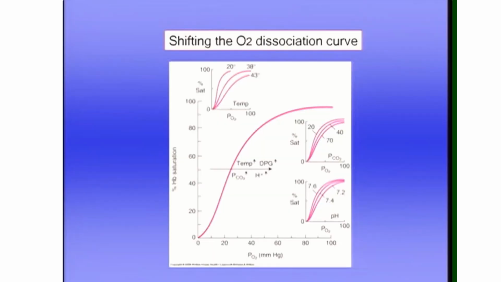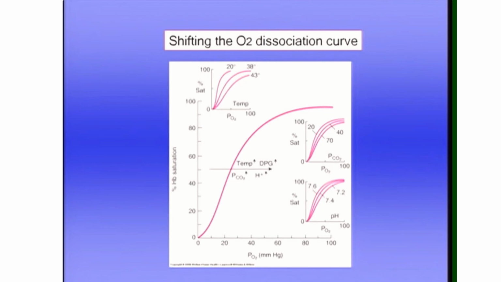Now, the oxygen dissociation curve is shifted under various conditions, and these are very important. We talk of shifts of the oxygen dissociation curve. We could also talk of changes in the oxygen affinity of the hemoglobin. Because if we shift the curve to the left, for example, the saturation or the concentration for a given PO2 is increased. So that means that we've increased the oxygen affinity of the hemoglobin.